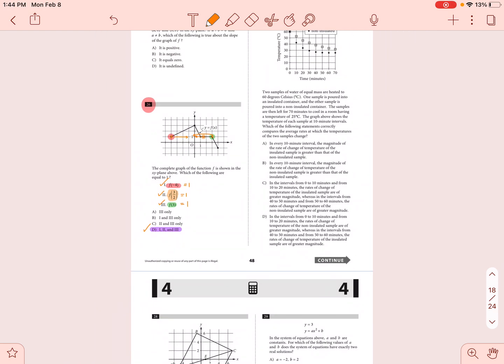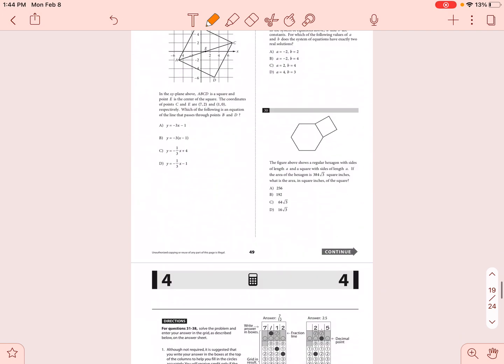I would argue you didn't need a calculator for that one.